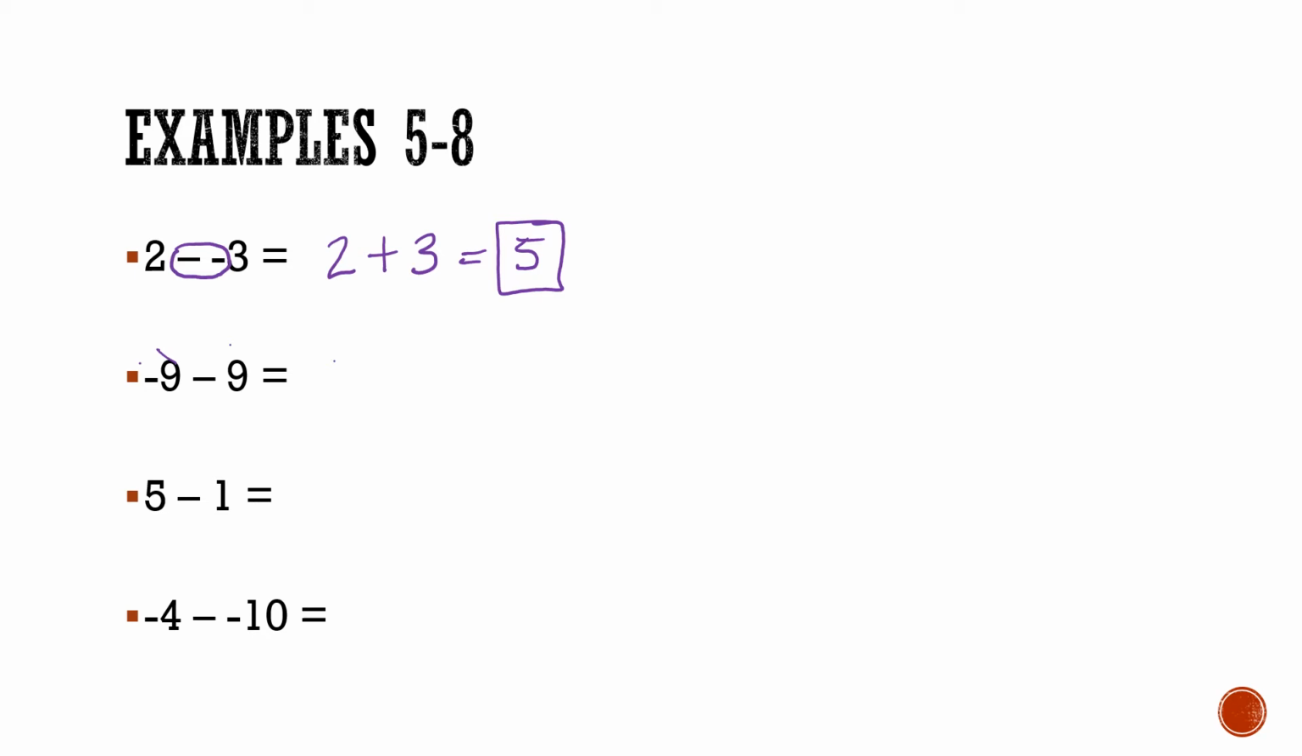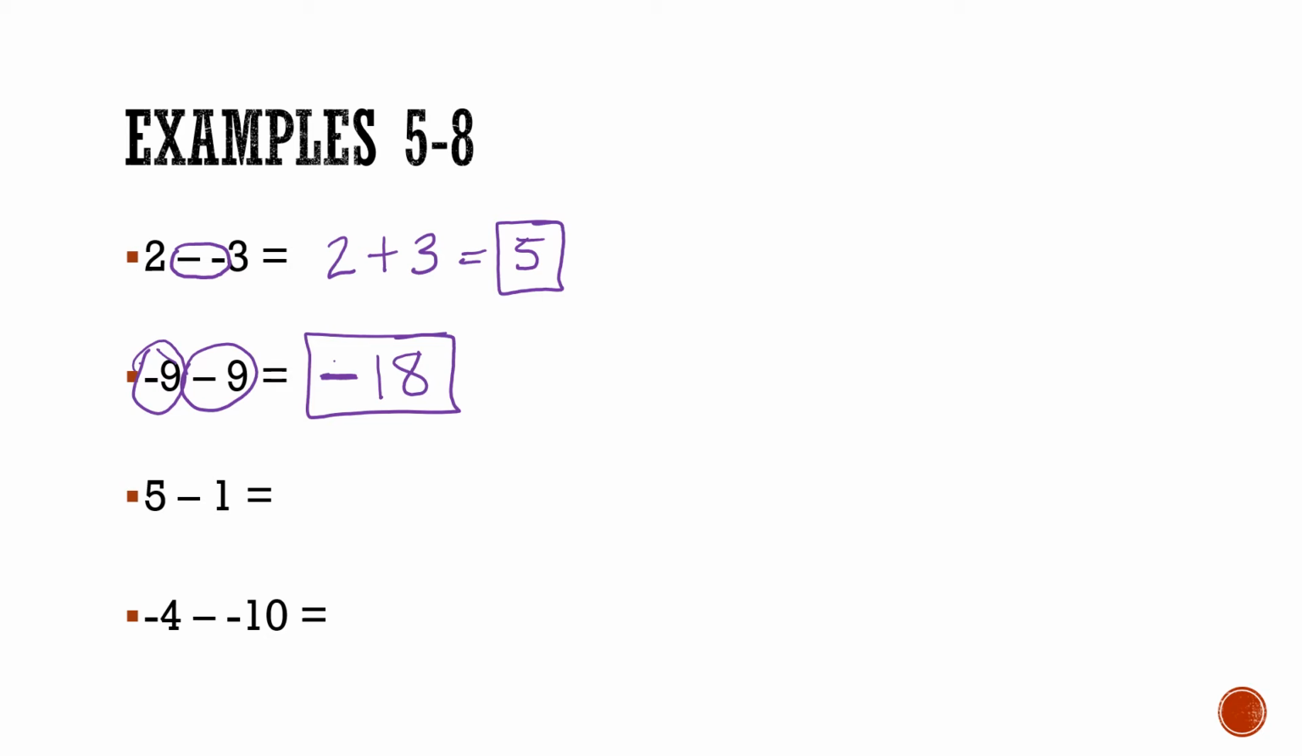Okay, so we have -9 minus 9. So we don't have socks in this one, so we need to go straight to asking ourselves, do we have more negative or more positive? Obviously, we have negative. Since they have the same sign in front of them, we're going to add the 2 numbers. So 9 and 9 would give us 18.